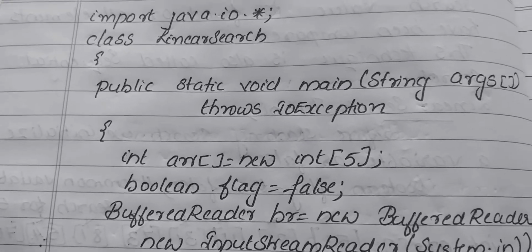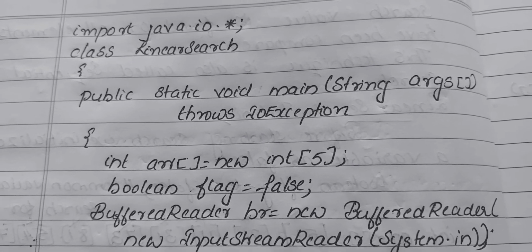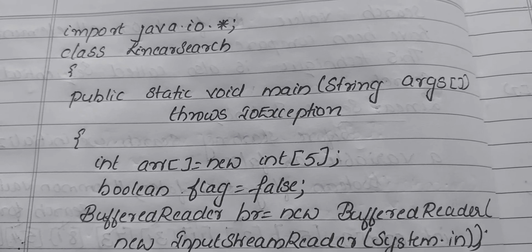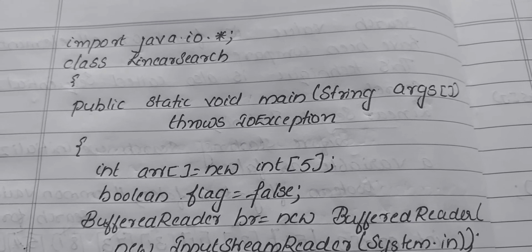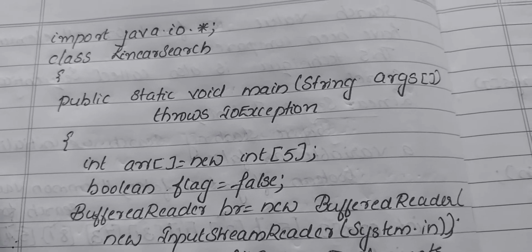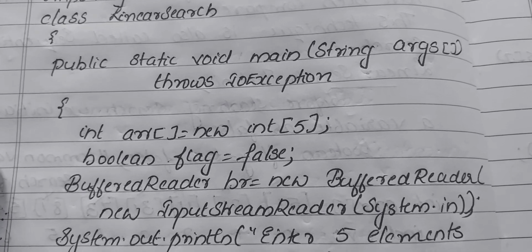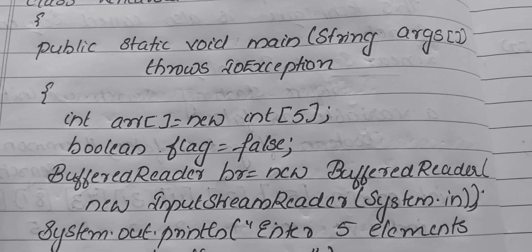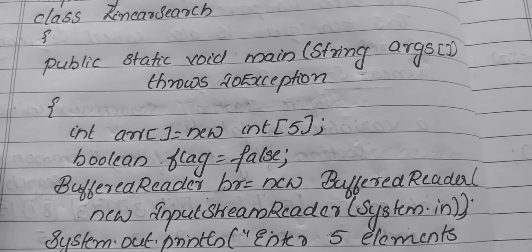So open the class, then our main function, that is public static void main, String args, throws IOException. Clear? Then opening of the main method, and we have declared an array. It is an integer array with the size 5.